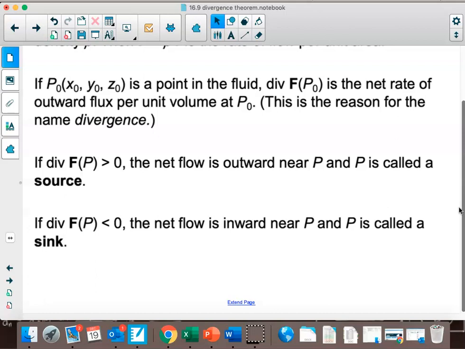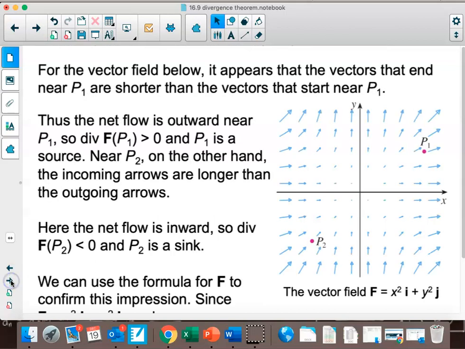Jack, are you done? Okay, here we go. Source and sink. All right. So we have a vector field given, and there are two points indicated on the vector field. This one is not asking you anything. It's just explaining it so you can get the idea. This is why I'm telling you you're going to like this.